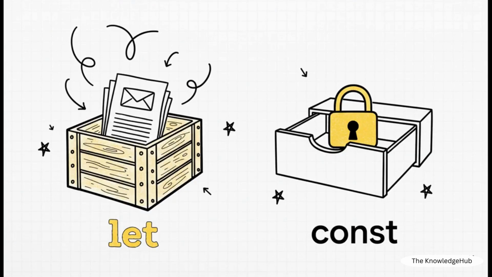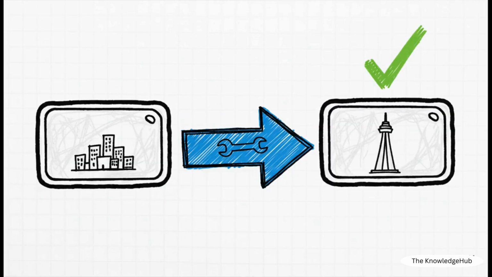Okay, but what about the stuff that might change? I mean, people move, they get new email addresses. For all of those situations, we have our second tool, let. Let creates a variable that is designed to be changed later on. And you can see it right here. We can create a variable account city and set it to Jaipur. Then, down the road, if the user moves, we can just update it to Bangalore. No errors, no complaints, it just works. That's the key. Let lets you update the value.